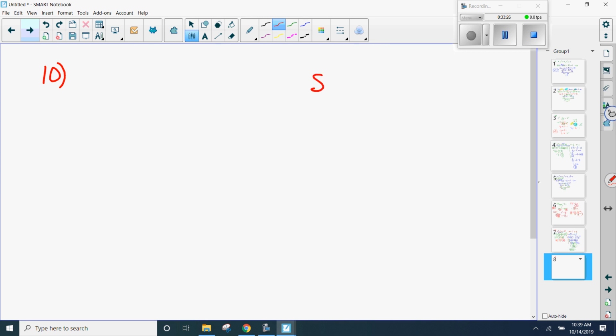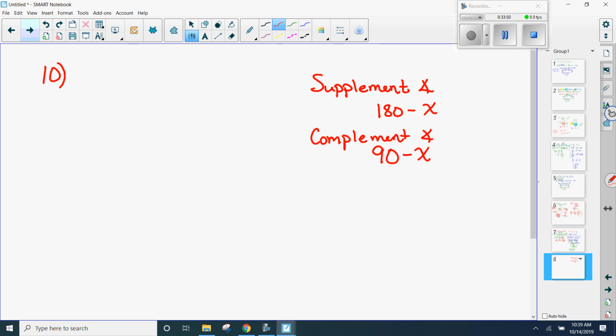So here are 2 things you might want to jot on a note card. If you don't know the angle, the supplement of your angle is going to be 180 minus X or A or whatever they want to call the angle. The complement of your angle is going to be 90 minus X.